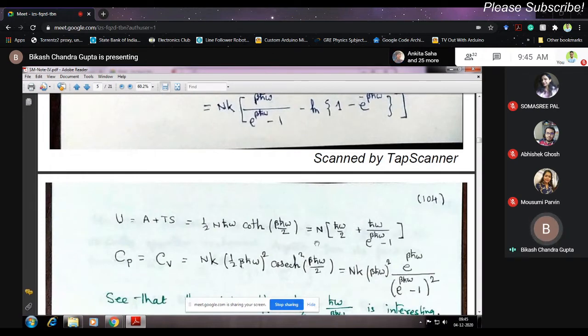Now, is it okay? Is this writing okay? What hyperbolic function is this? Is it okay? This equals this. Can you check, or can you assure me that these two are the same? Abhishek, can you assure that these two are the same? Just check it out.